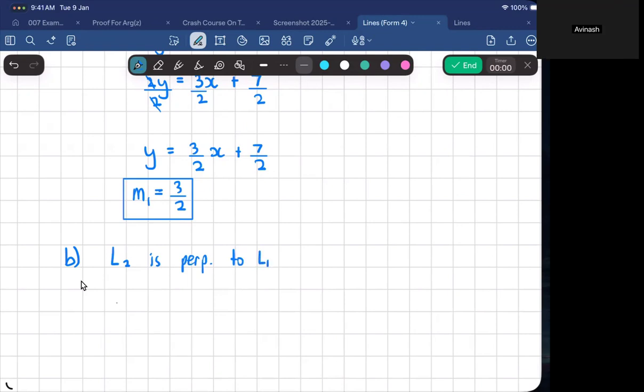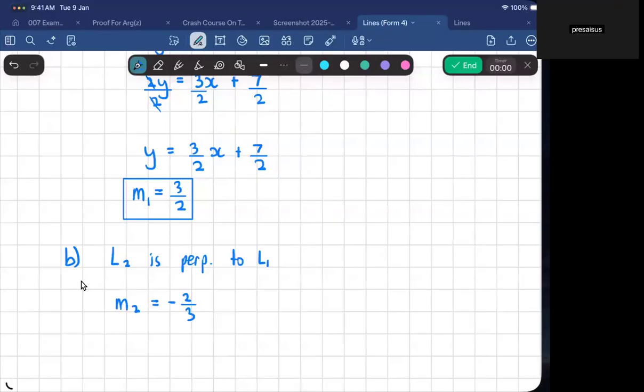If two lines are perpendicular, then the gradients will be the what of each other? The negative reciprocal of each other, right? Negative reciprocal means you're going to flip and change the sign. That's all. So it'll be negative 2/3. Perseus, you made a mistake. You said plus 2/3. It's supposed to be negative 2/3 because you're changing the sign.